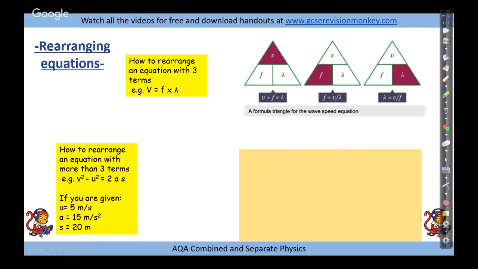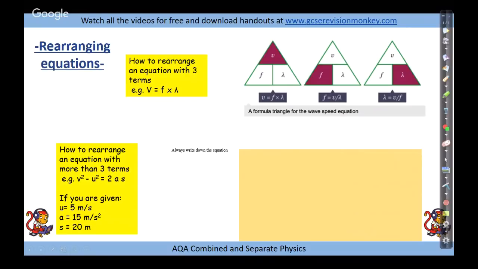Now in this equation, U means initial speed of something, A means the acceleration it's feeling, and S means the distance from the start. So given these values, let's just say I'm being asked to find V on its own. So I want to find the final speed that this object is going to reach. Okay, so these are the steps you need to go through.